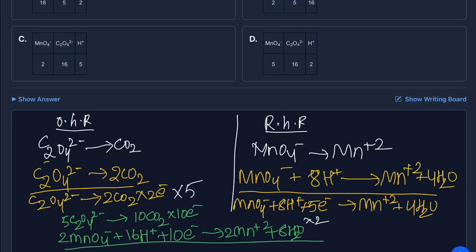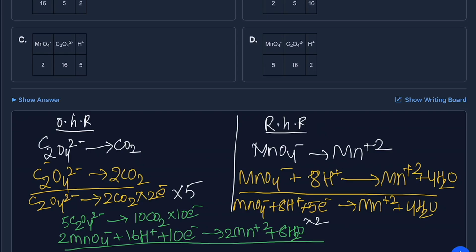So we can cancel out the reactions. The 10 electrons get cancelled. All the remaining terms stay the same: 5 C2O4 2 minus plus 2 MnO4 minus plus 16H plus gives rise to 10 CO2 plus 2 Mn 2 plus plus 8H2O. So what is asked in the question? MnO4, C2O4 and H plus.